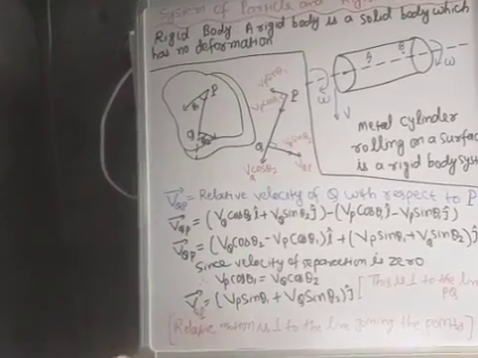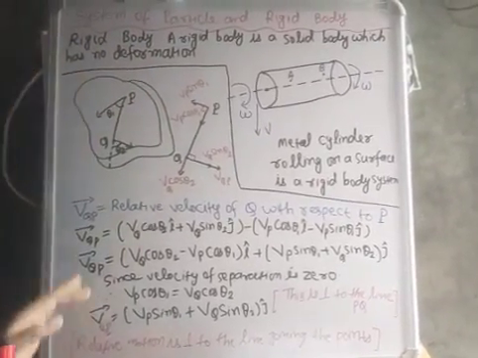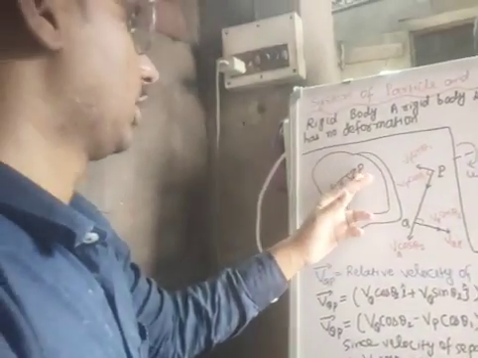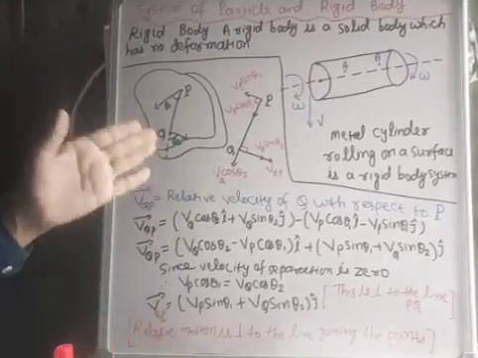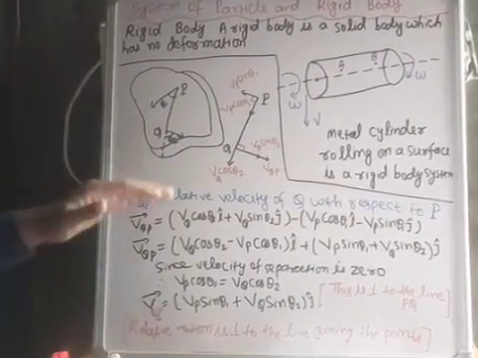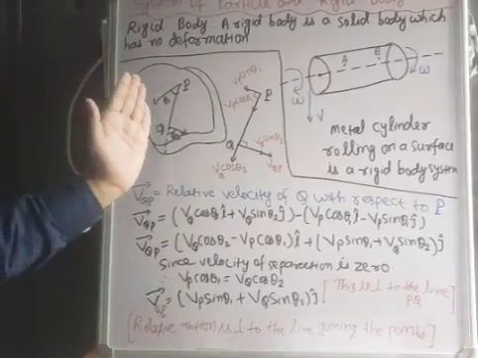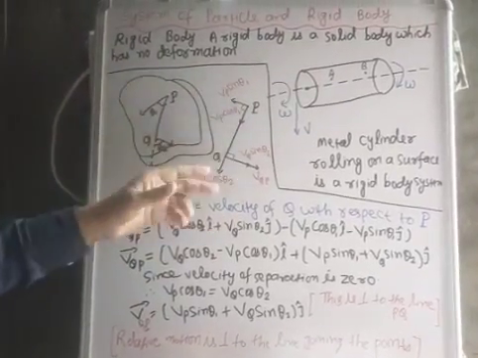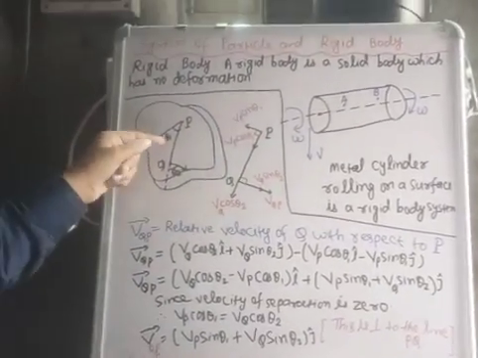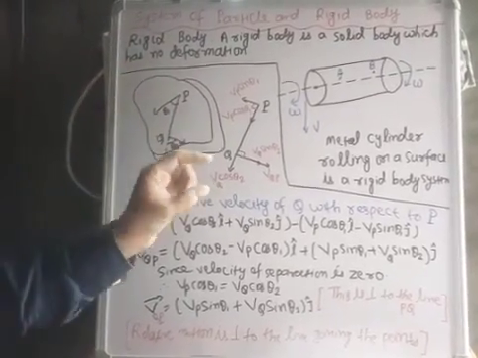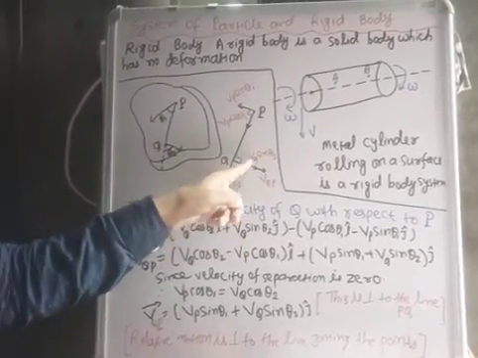Now we have to understand some more important concepts related to the rigid body. Suppose this is a rigid body and there are 2 points on it. The first point is P and the second point is Q, and these points make angles theta 1 and theta 2 while rotating. We are dividing the components of theta 1 and theta 2 here, that is Vp cos theta 1 and Vp sin theta 1, and here Vq cos theta 2 and Vq sin theta 2.